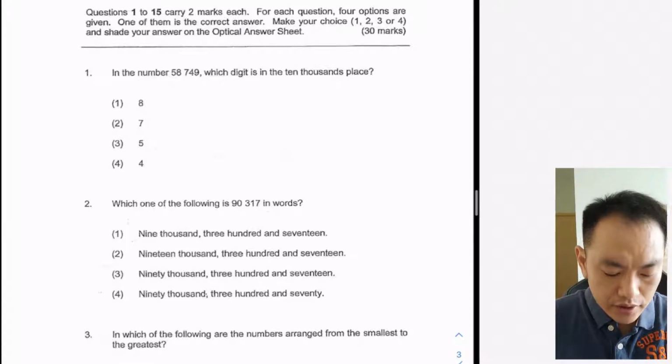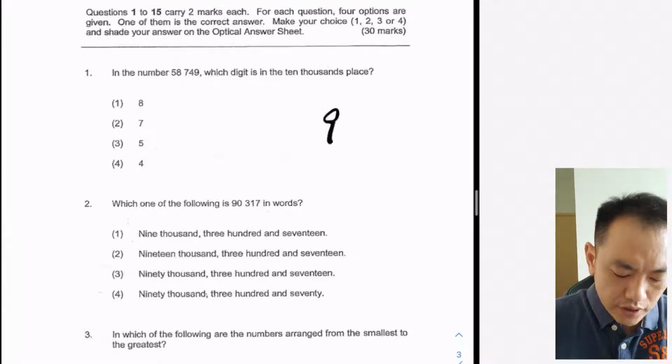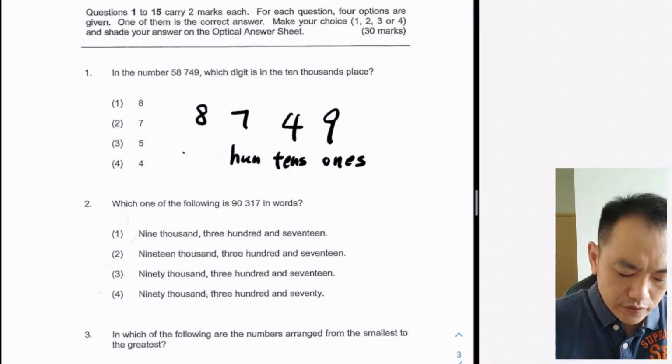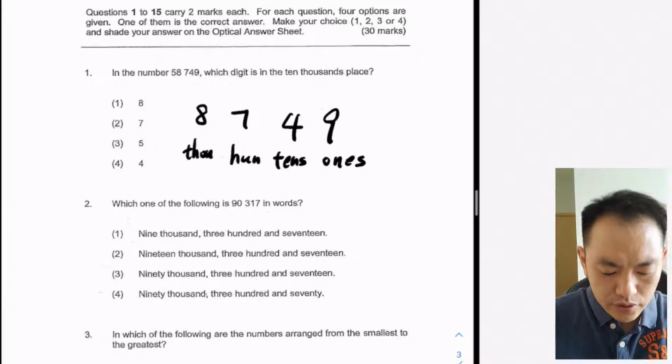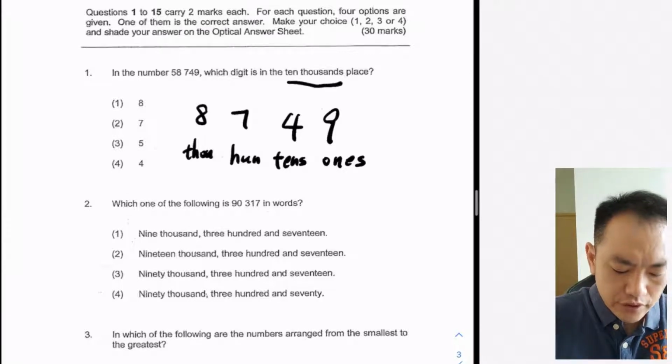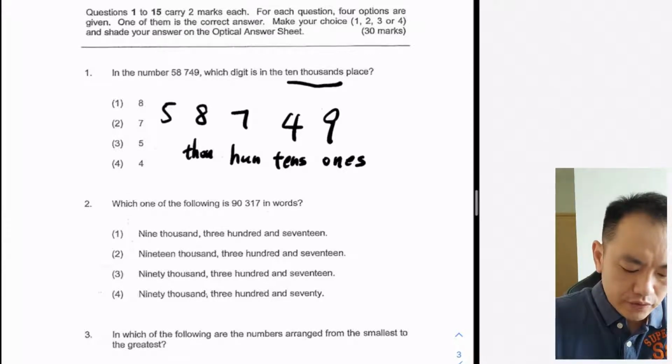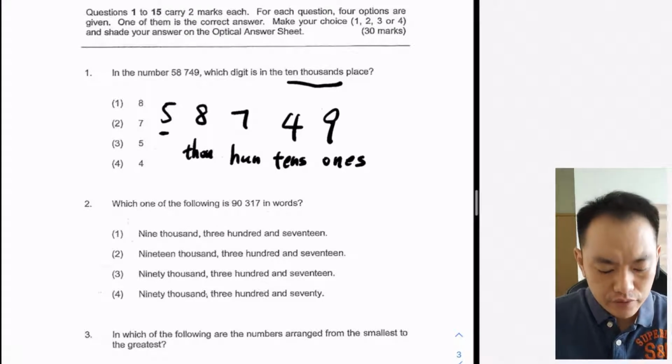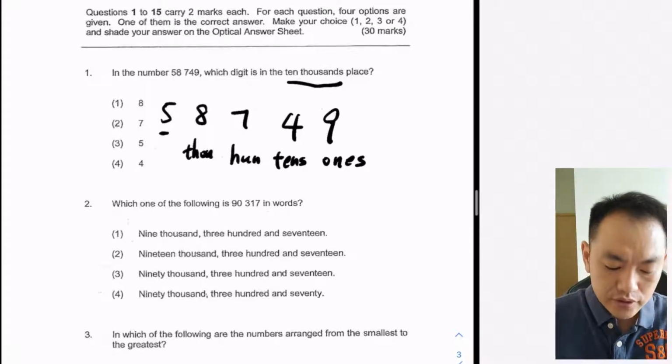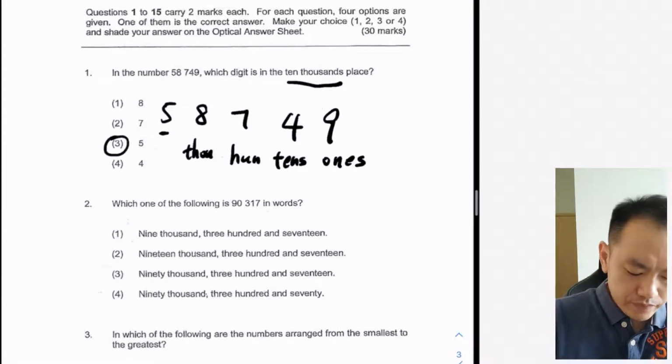The digit 9 is the ones, and then the digit 4 is the tens, and digit 7 is the hundreds, and then the digit 8 is the thousands. So the question is asking which digit is in the 10,000s place. So the answer is 5. The number 5 is the digit of the 10,000s. Yeah, so the number is also read as 58,749. So the answer is 3.